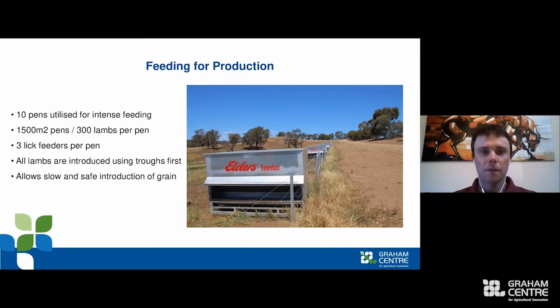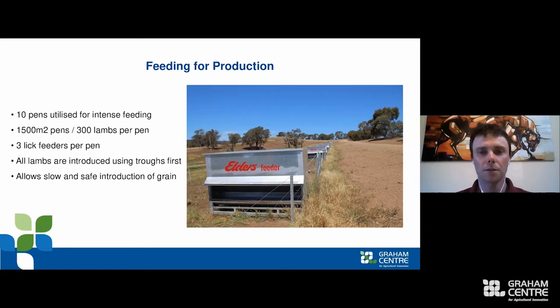So a 1,500 square metre pen would be enough room for 300 lambs per pen, and that would work on 3 lick feeders per pen. So 100 lambs per lick feeder. Any more than that, and we see an increase in shy feeders, grain poisoning, bullying, all that kind of thing.